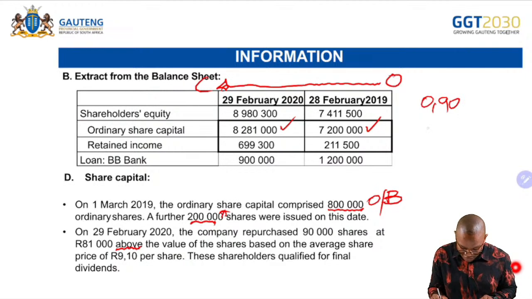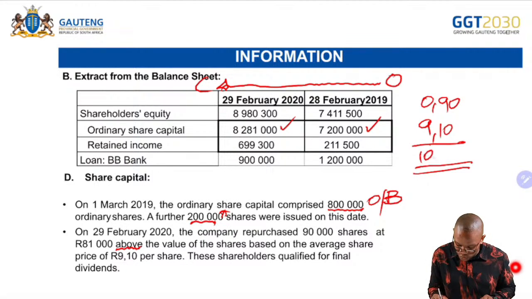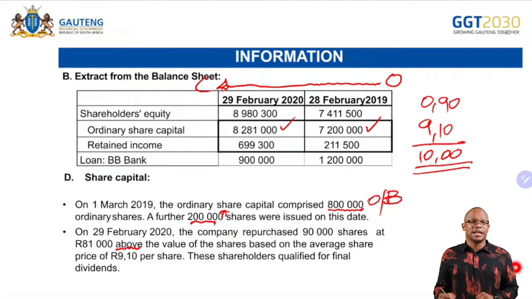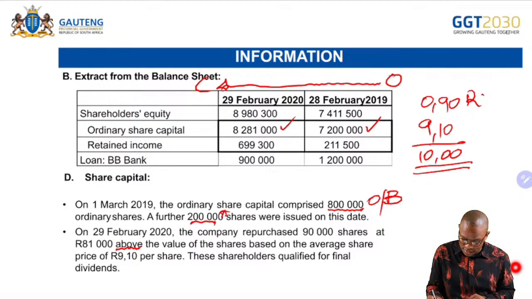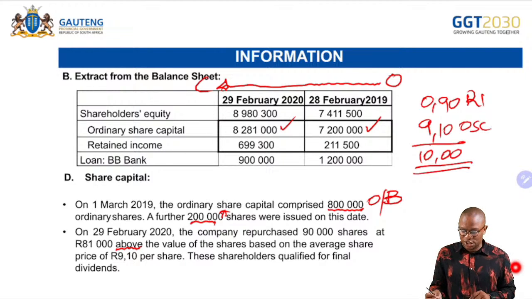But remember, the average price was how much? 9 rand 10 cents. So in total, the shares that we bought back, we bought them back at 10 rand. But remember, the 10 rand is the total amount per share. But now the 90 cents, that was your retained income. Then the 9 rand 10 cents, that was your ordinary share capital. I hope it makes sense, Mense.